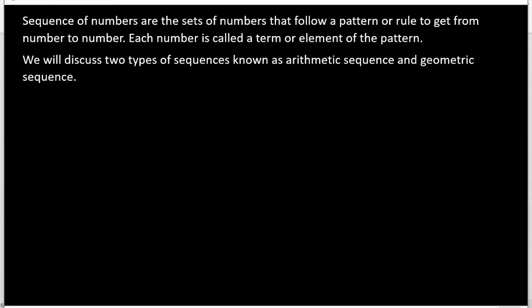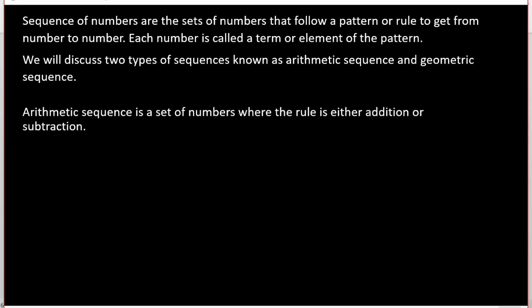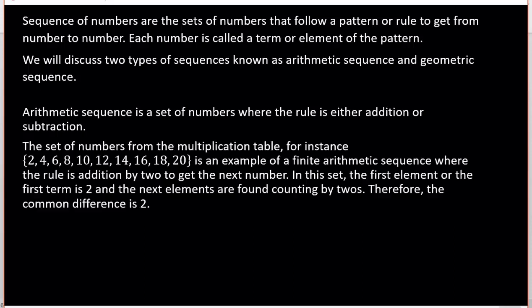Sequences of numbers are sets of numbers that follow a pattern or rule to get from number to number. Each number is called a term or element of the pattern. We'll discuss two types of sequences known as the arithmetic sequence and the geometric sequence. An arithmetic sequence is a set of numbers where the rule is either addition or subtraction.